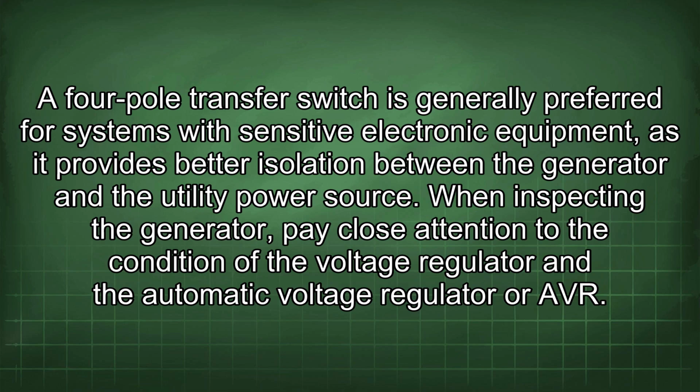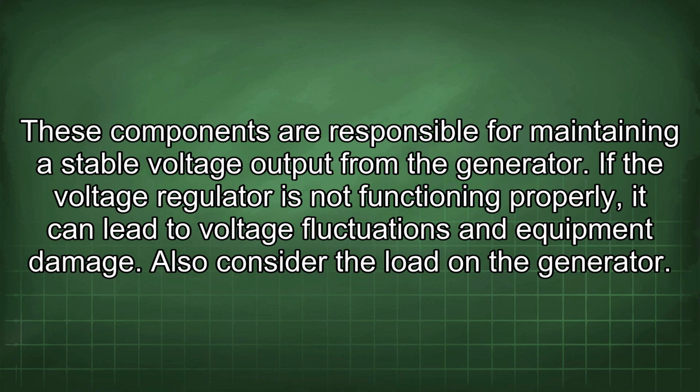When inspecting the generator, pay close attention to the condition of the voltage regulator and the automatic voltage regulator, or AVR. These components are responsible for maintaining a stable voltage output from the generator. If the voltage regulator is not functioning properly, it can lead to voltage fluctuations and equipment damage.